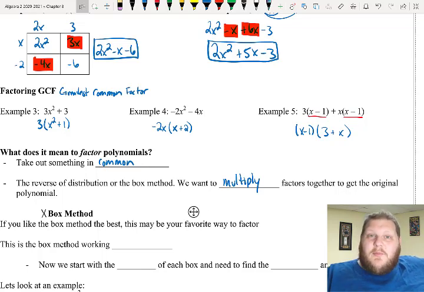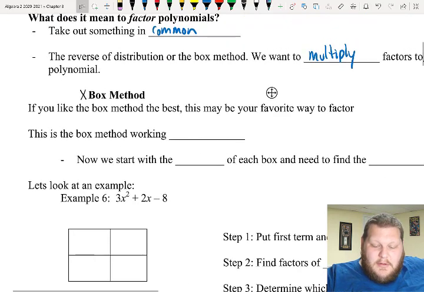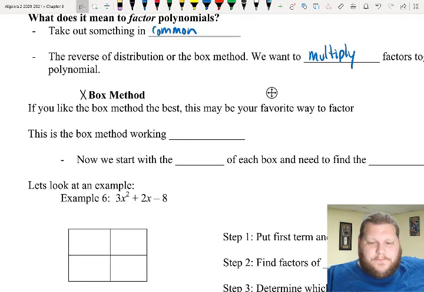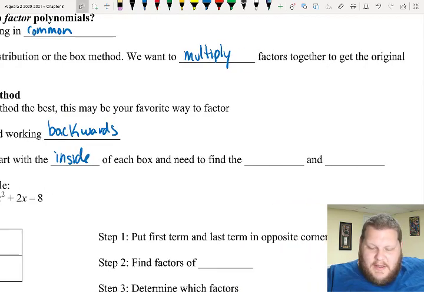If we're stuck on something, kind of the more procedural way of doing this, if you guys remember from Algebra 1, is Xbox factoring, which is basically that box multiplication method working backwards. We're just working in reverse. We start with the stuff that's inside my box, and we need to find what the top and the bottom are of that box.